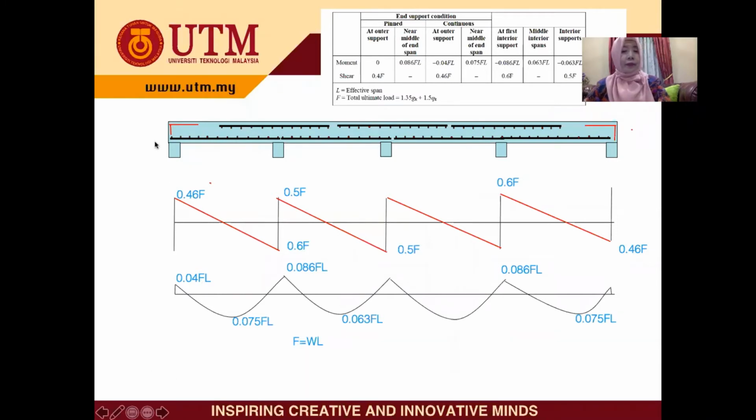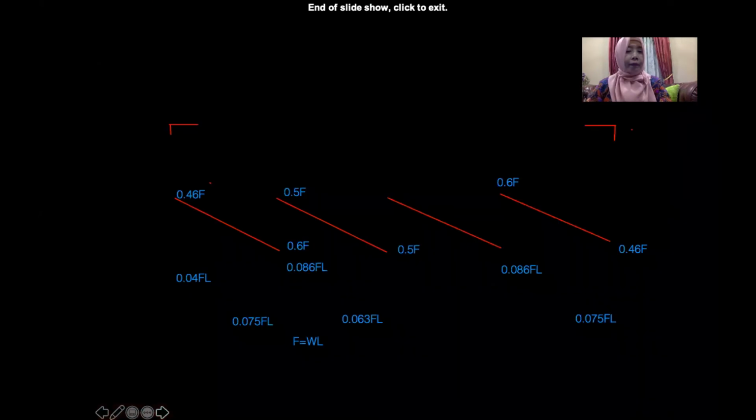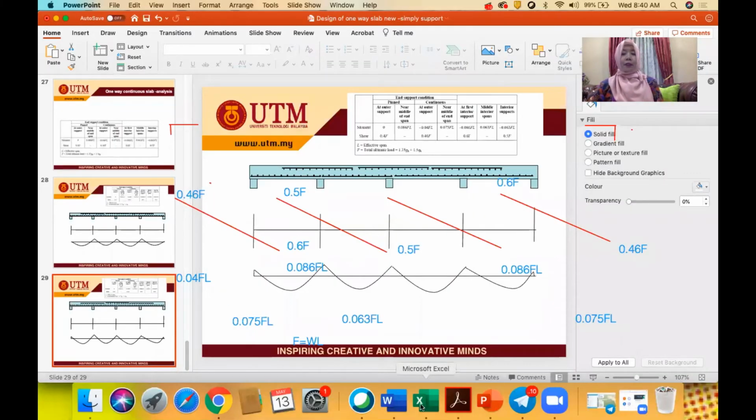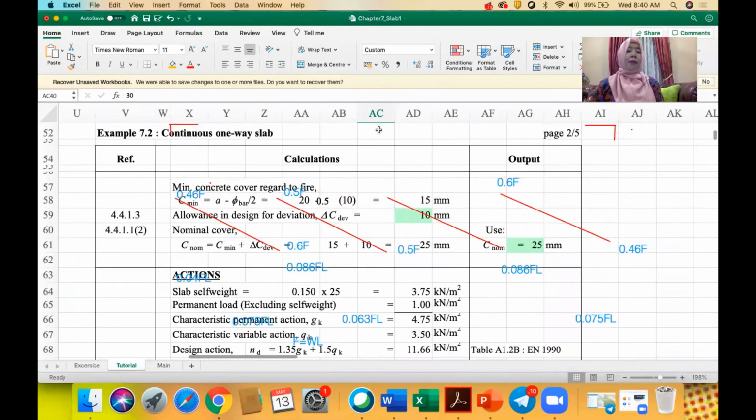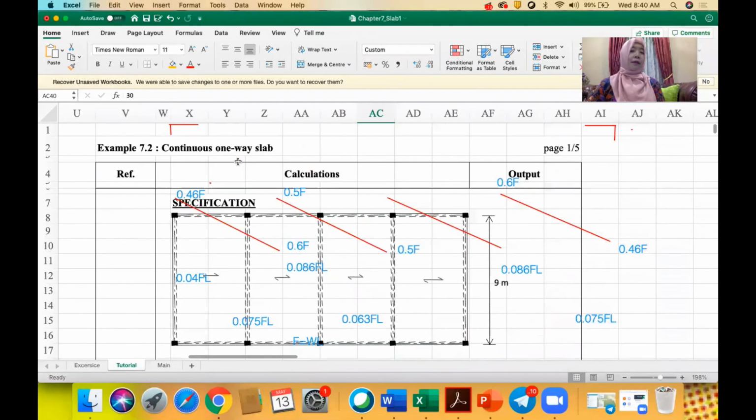So we go to the example. I need to erase.